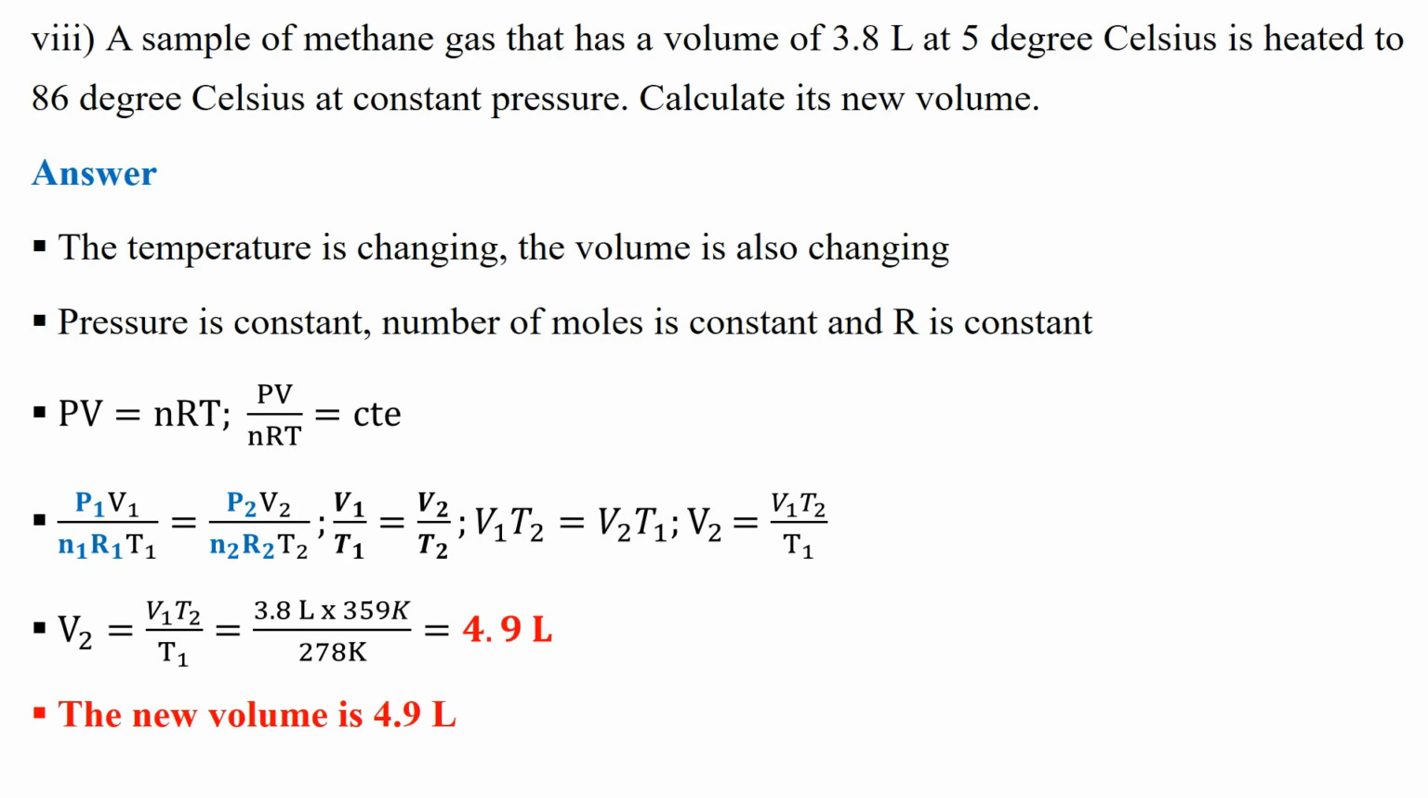So pressure is constant, because they are telling us that it is at constant pressure, which means that P1 will be cancelled with P2. The number of moles will be constant, n1 cancelled with n2, and the gas constant also cancels because they will be equal. We remain with V1 over T1 equal to V2 over T2. Then V1T2 will be equal to V2T1, and we calculate V2, which will be equal to V1T2 over T1. After replacing the values that we have, we will get 4.9 liter as the new volume.